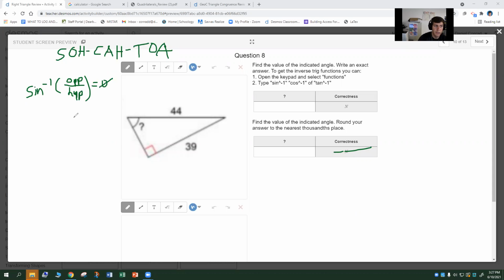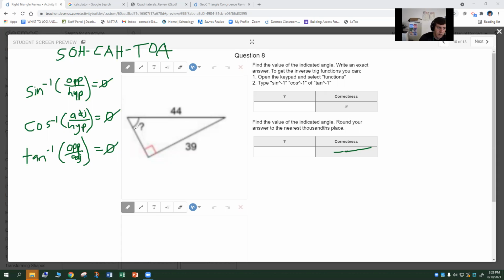Okay, equals the angle. Inverse cosine: if you input the ratio adjacent over hypotenuse, that'll give you an output that is the angle. And inverse tangent: if you input the ratio of the opposite side over the adjacent side, the output of that function will be the angle. So it's adjacent, ADJ.